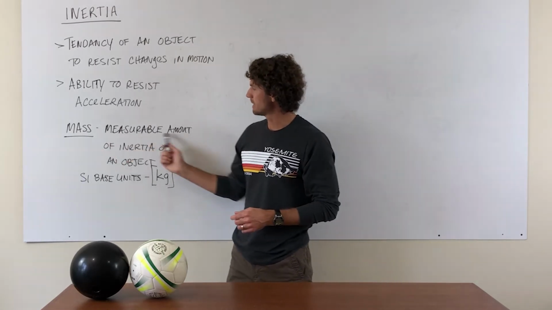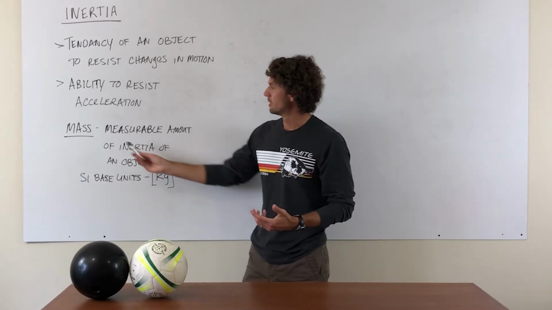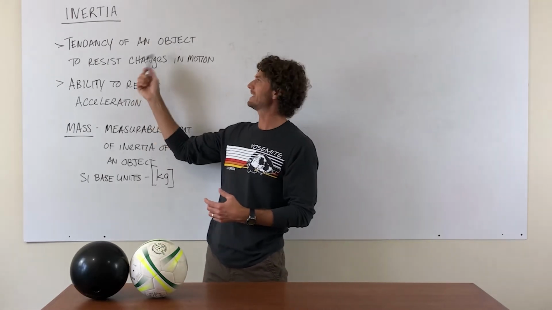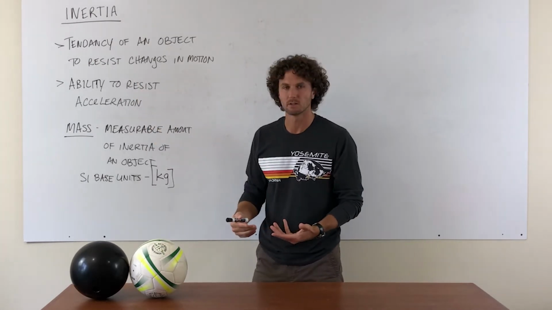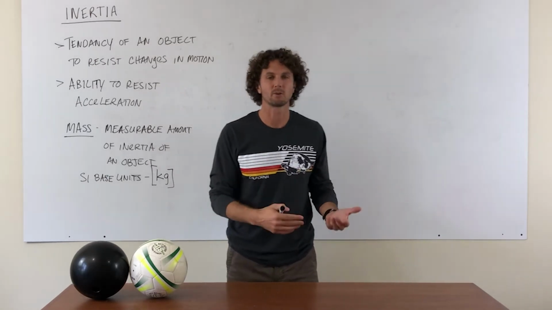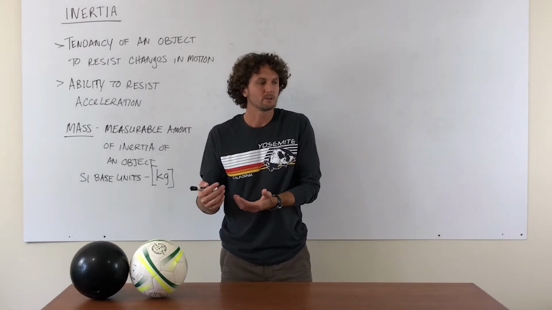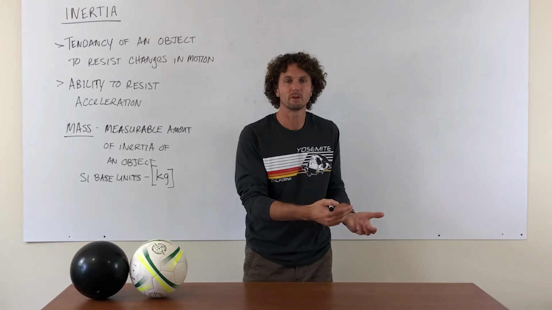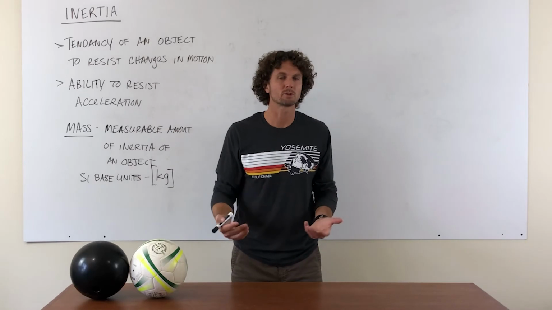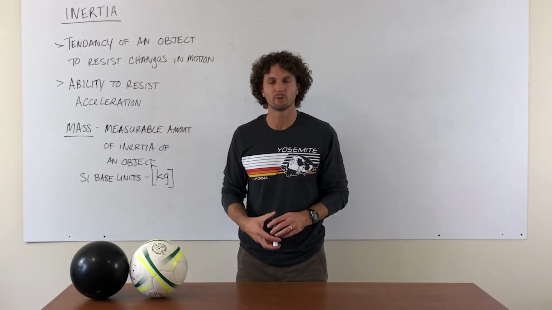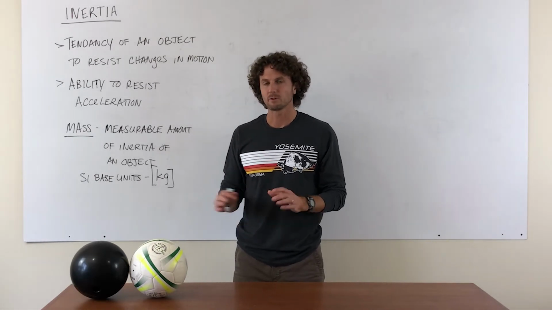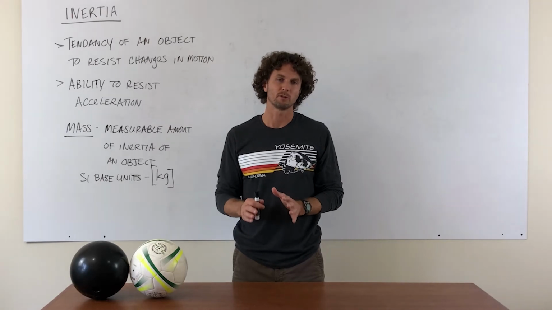So if mass is the measurable amount of inertia that an object has, the more mass it has, the more inertia it has, so therefore the greater tendency to resist changes in motion. Another way to think about this would be like a toy truck or a Mack truck, right? The toy truck, it doesn't take a lot of effort to get it to start moving. Whereas the Mack truck has significantly more mass and therefore more inertia, and it takes significantly more force to get it to start moving. Well, the same is really true here with this bowling ball and the soccer ball. But first, let's go ahead and define what Newton's first law really says.